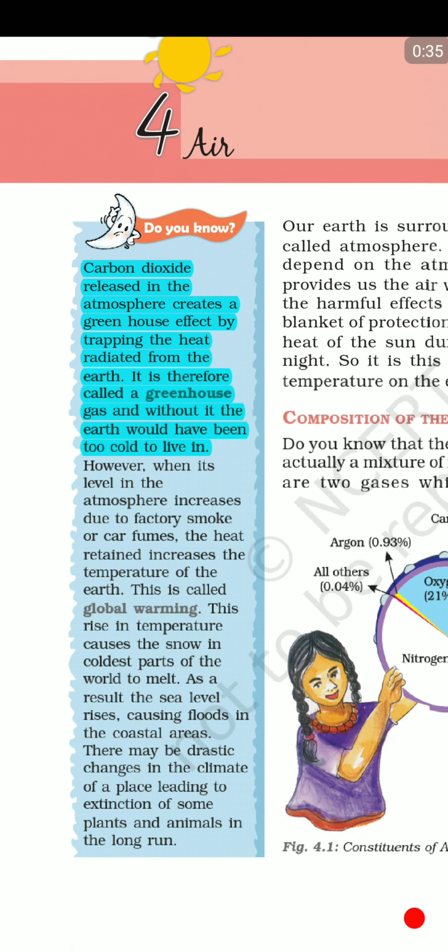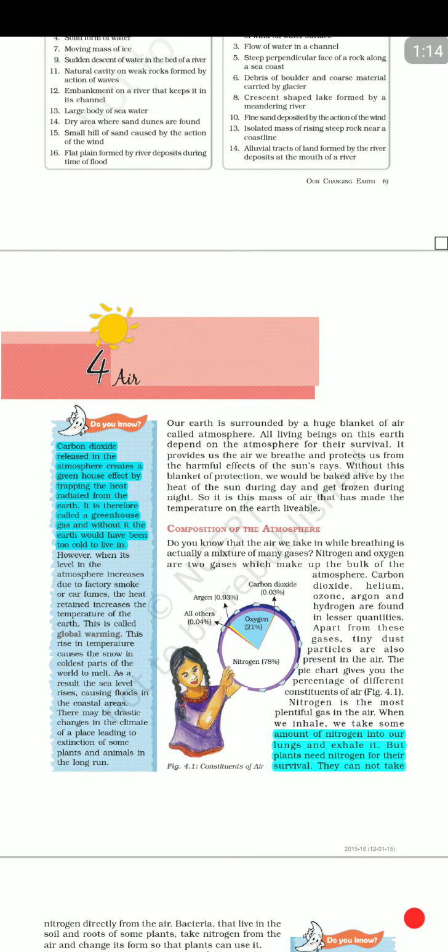Do you know the carbon dioxide released in the atmosphere creates a greenhouse effect by trapping the heat radiated from the earth? It is therefore called a greenhouse gas, because the effect is the same as that in a greenhouse experiment or a greenhouse box, without which the earth would have been very cold to live. But the problem is that with over emissions of carbon dioxide, global warming is happening all over.